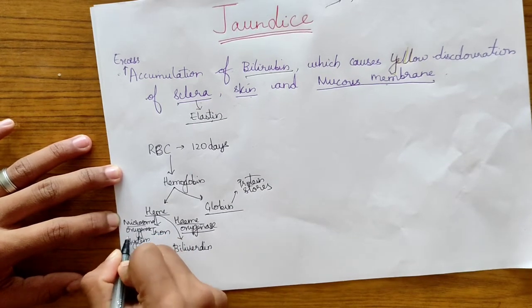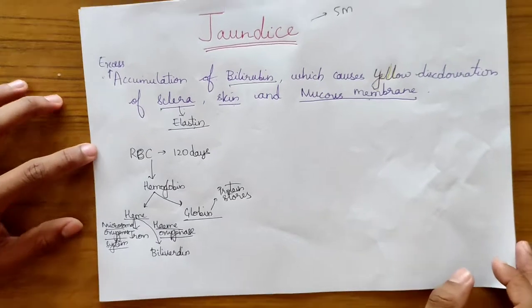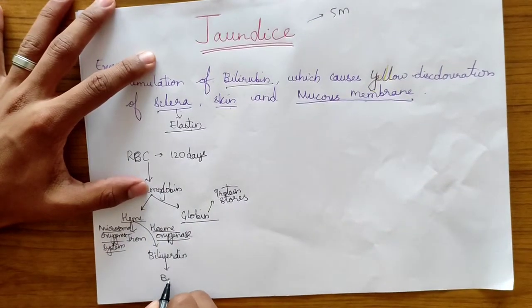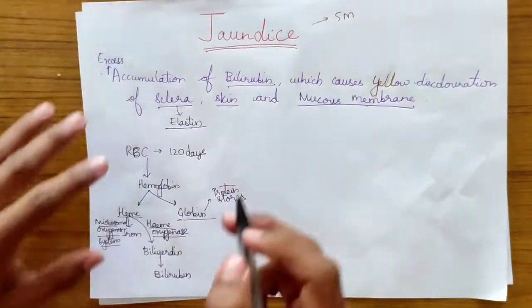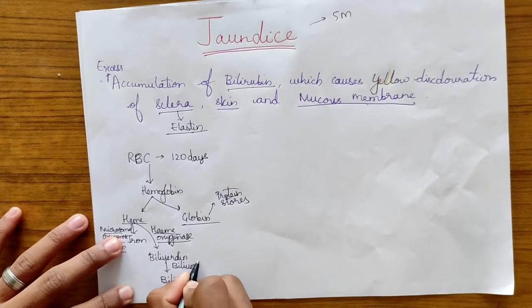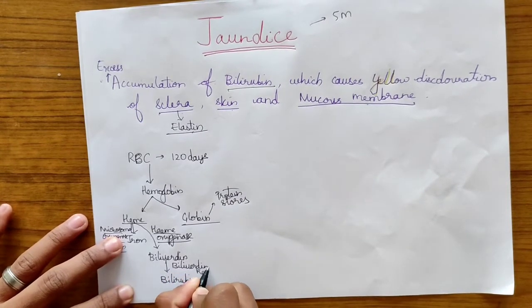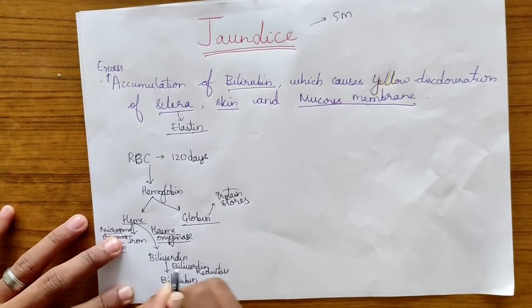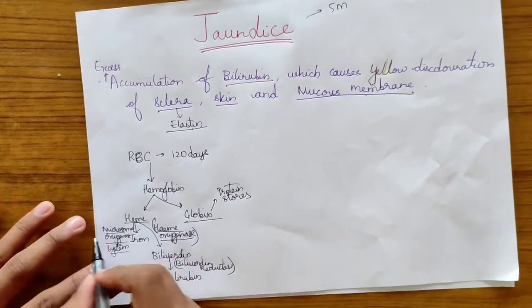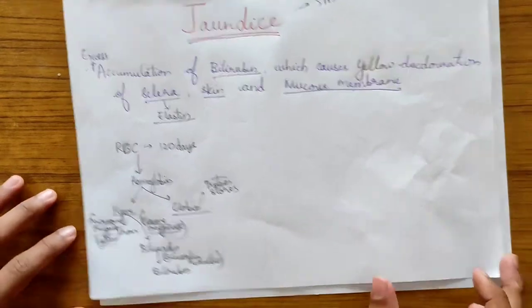I hope it's visible. So this biliverdin is again reduced to bilirubin, which is the main important factor in the jaundice. It is caused by biliverdin reductase. So these enzymes are very important for you to remember: biliverdin reductase, heme oxygenase and this microsomal oxygenase system.